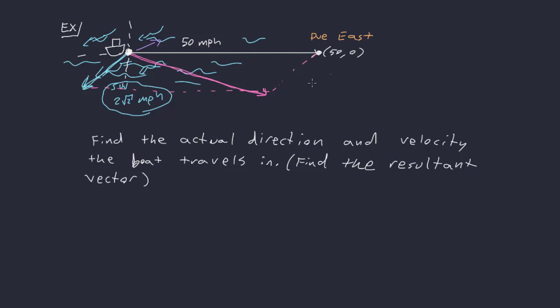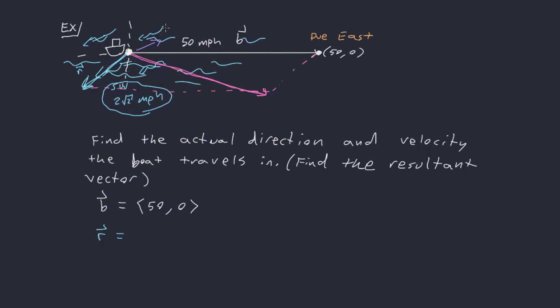Okay, so this I'll call B. The vector B is equal to 50, 0. So this is the speed of the boat. Okay, and then R is going to be the vector for the river. Now I don't know what it is in terms of x and y. All I have is the magnitude and the direction, right?